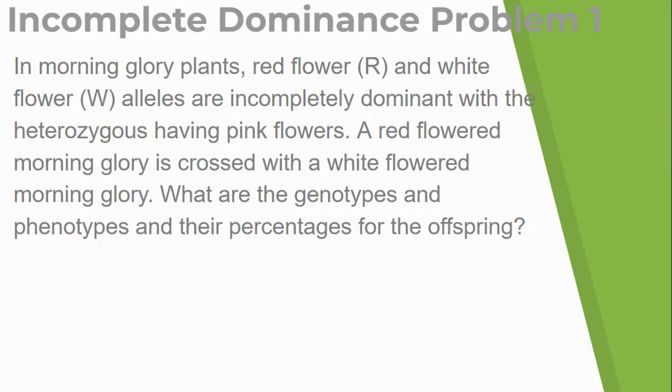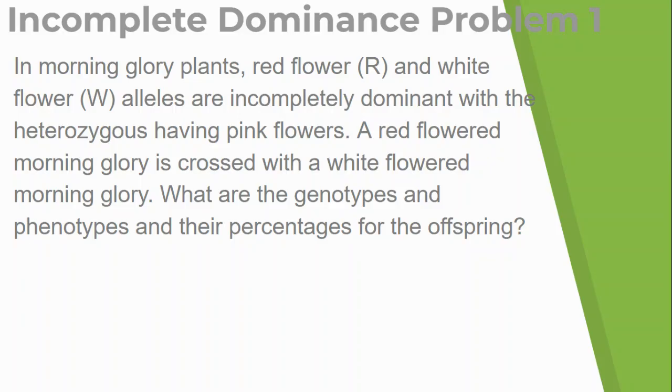So for our first example problem, in morning glory plants, red flower and white flower alleles are incompletely dominant, with the heterozygous having pink flowers. The red-flowered morning glory is crossed with a white-flowered morning glory. What are the genotypes and phenotypes and their percentages of the offspring?